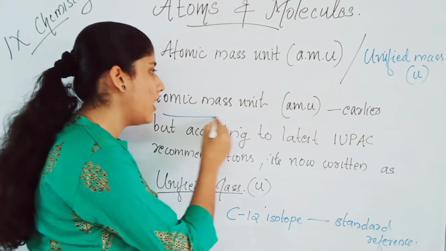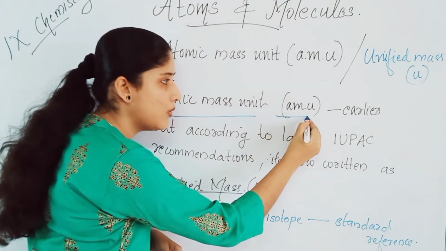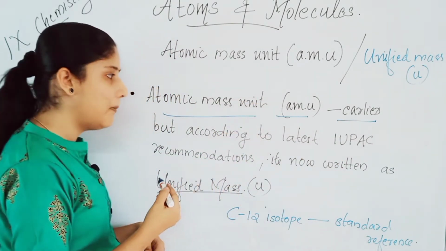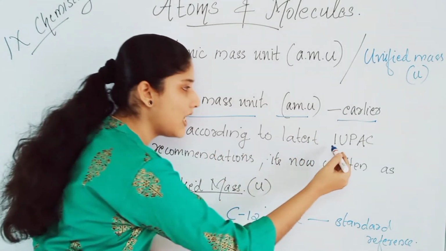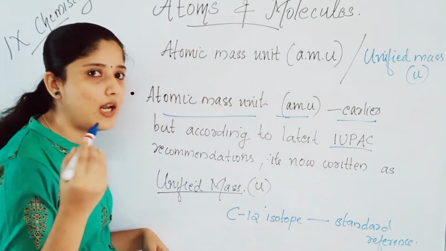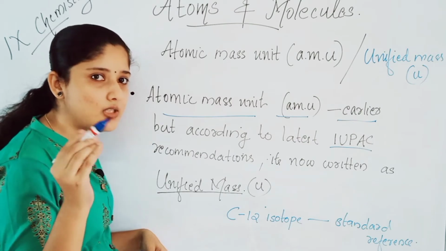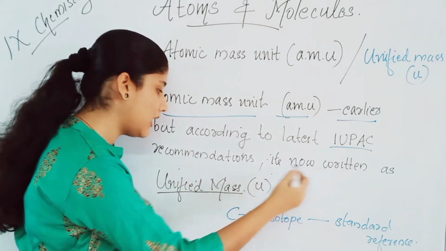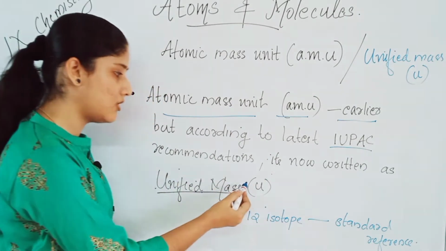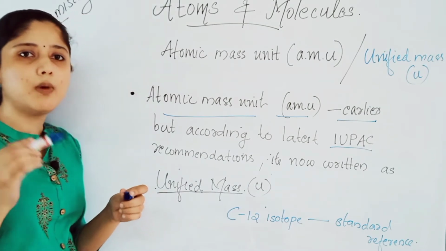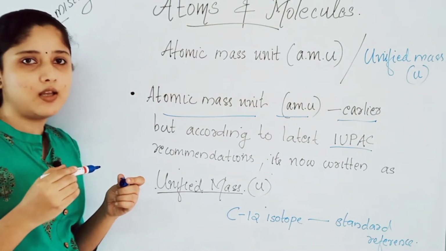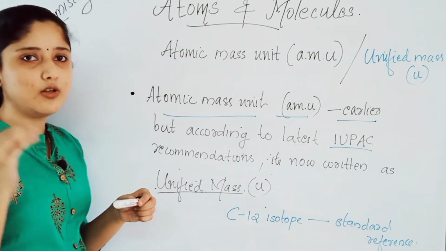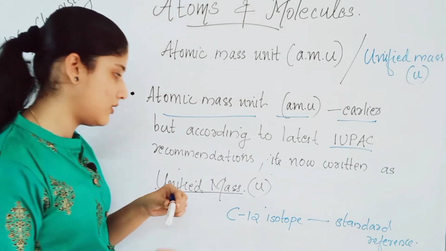Atomic mass unit, abbreviated as AMU, was used earlier for comparison, but now according to the latest IUPAC, International Union of Pure and Applied Chemistry, we studied about this in the last class itself, according to their recommendations, it is now written as unified mass, abbreviated as u. Earlier we used the term atomic mass unit, AMU. Now, according to the IUPAC recommendation, unified mass abbreviated as u is used.